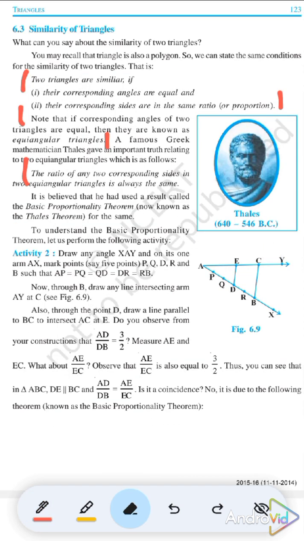For basic proportionality theorem 6.1, I have already put up a separate video. Check out the description for that video.